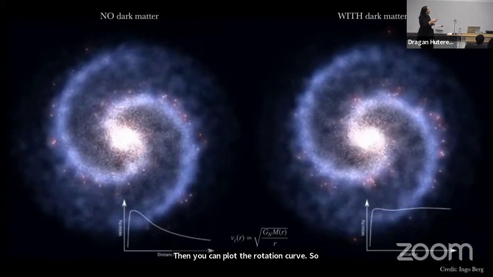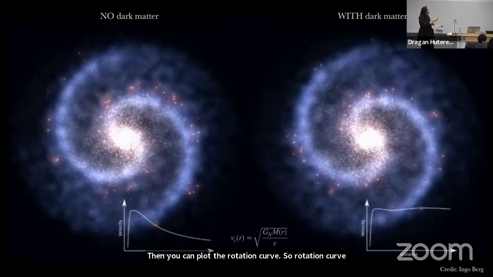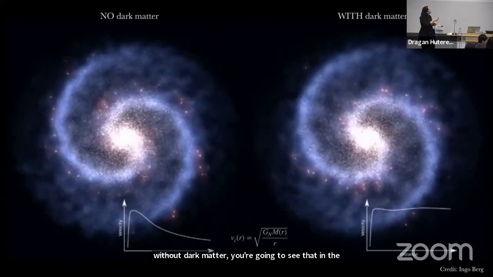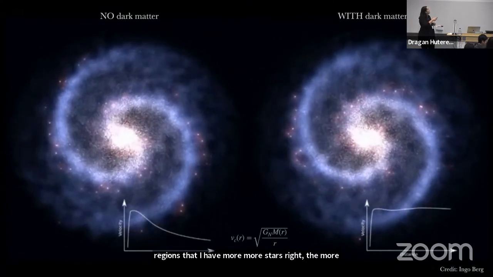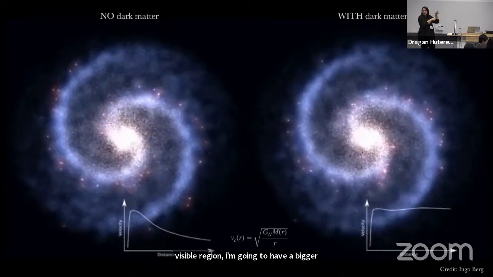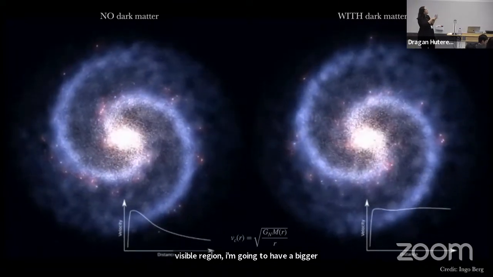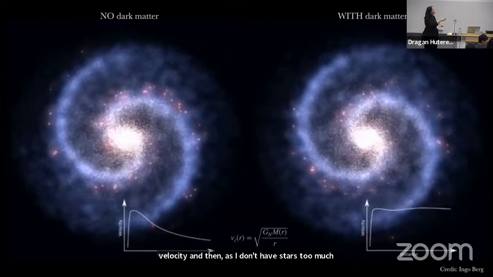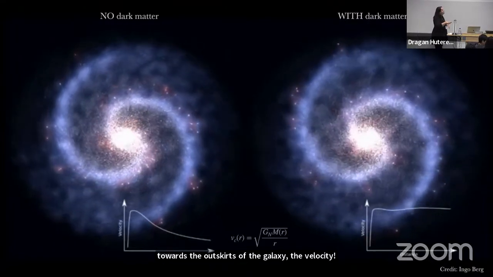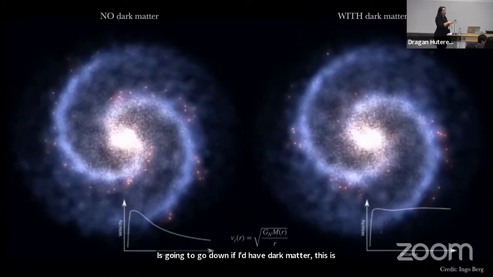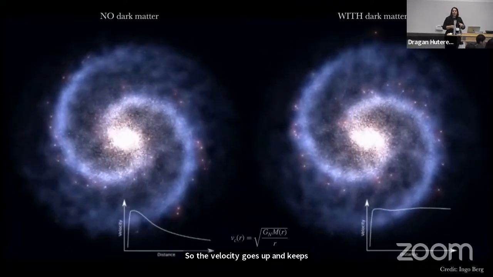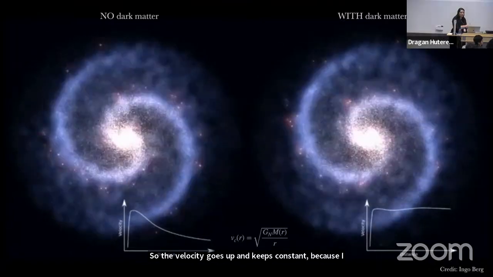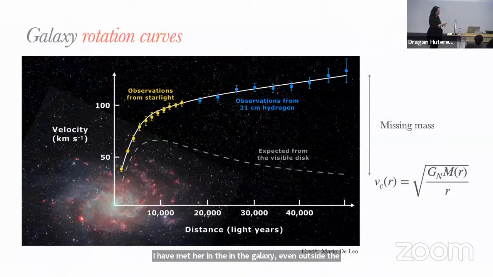If you plot this without dark matter, you're going to see that in the regions where I have more stars, the more visible region, I'm going to have a bigger velocity. And then as I don't have many stars towards the outskirts of the galaxy, the velocity is going to go down. If I have dark matter, this is different. The velocity goes up and stays constant because I have matter in the galaxy even outside the visible part.